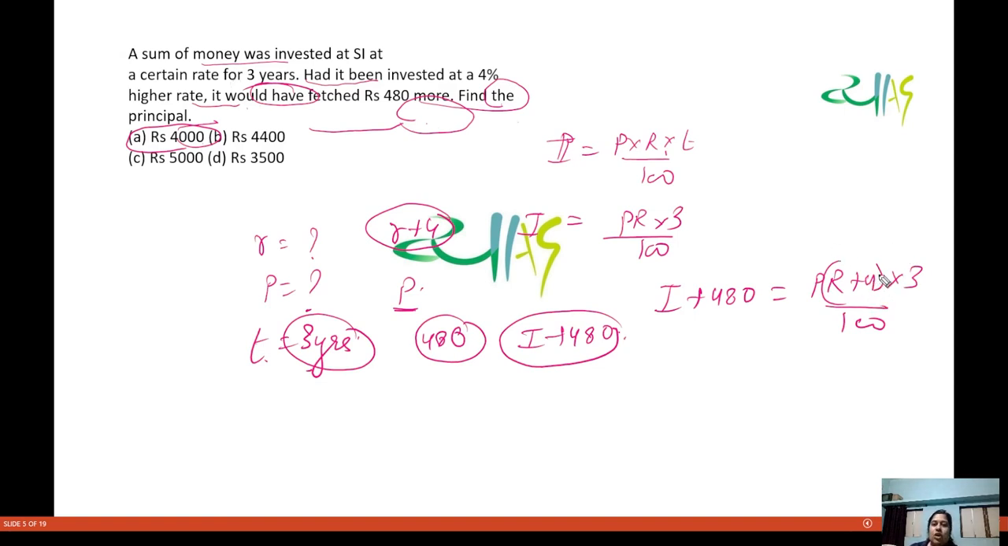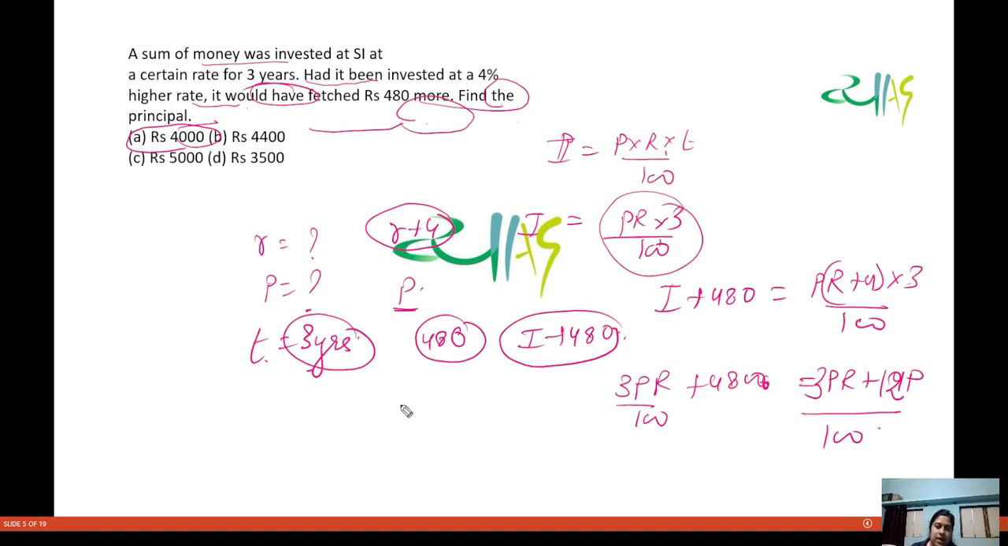So now obviously what you can do here, just equate this I. So you have 3PR divided by 100 plus 480 plus PR plus 4P, and this is also equal to 3PR plus 12P, divided by 100. Now this is 480. So you have 3PR plus 48,000 is equal to 3PR plus 12P. This is divided by 100, and this is also divided by 100.